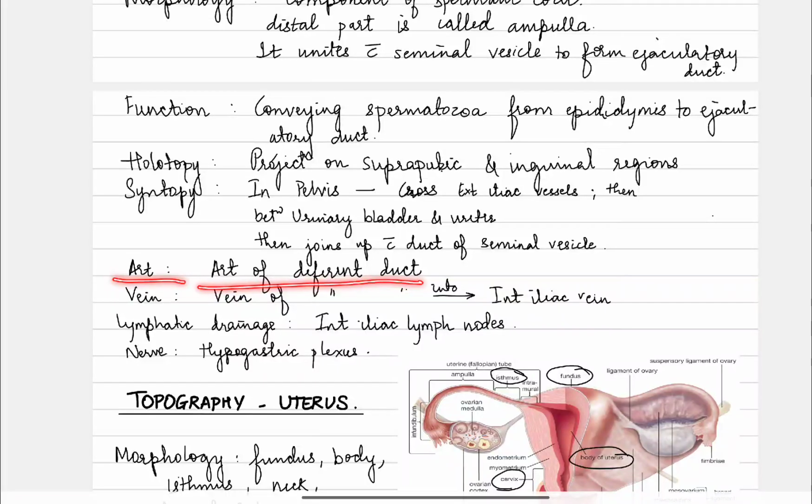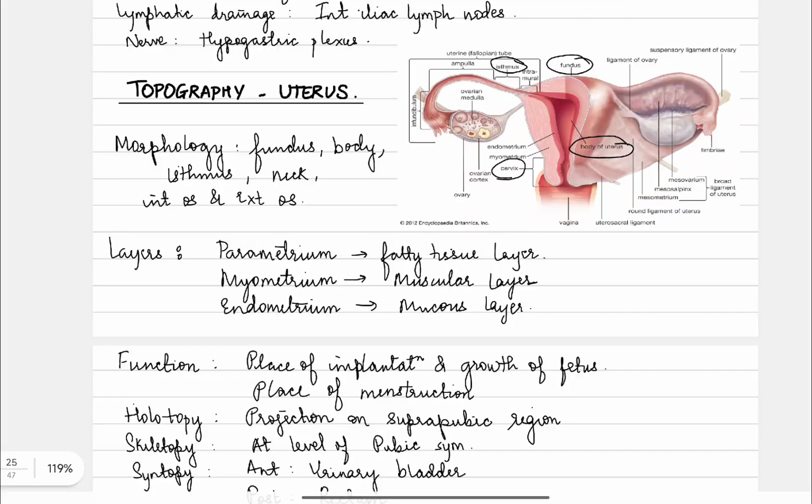Artery is artery of deferent duct. Veins is veins of deferent duct into internal iliac vein. Lymphatic drainage is into internal iliac lymph node and nerve is hypogastric plexus. Topography of uterus. Morphology is fundus, body, isthmus and neck which has internal os and external os.